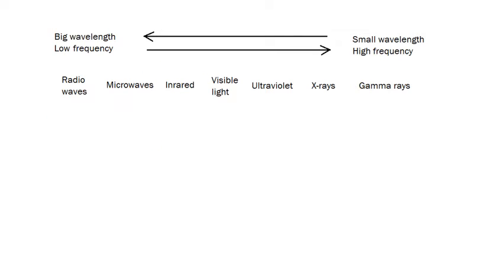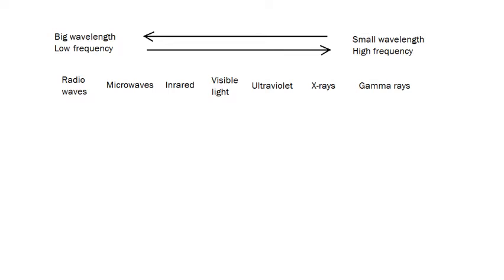Right, so these are the groups that we have put them in. Starting with the biggest wavelength, which is the lowest frequency, radio waves, then microwaves, then infrared, visible light, ultraviolet, X-rays, and gamma rays. Gamma rays have the smallest wavelength and the highest frequency. Now, you should learn that list. There's all kinds of acronyms you can use, but get that learned. Radio, microwave, infrared, visible, ultraviolet, X-rays, gamma.